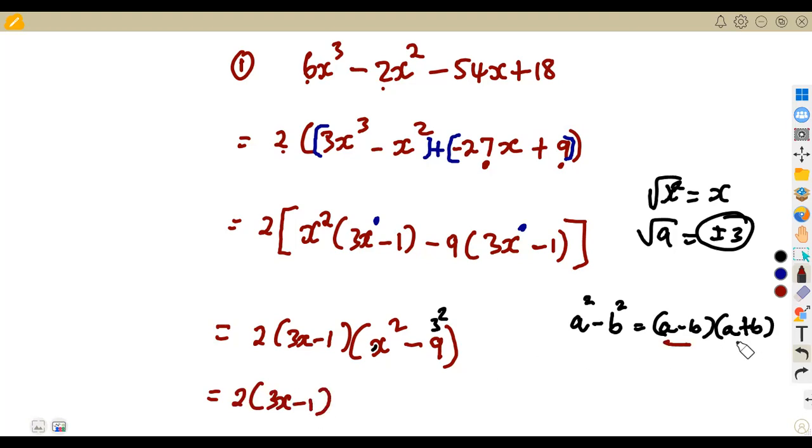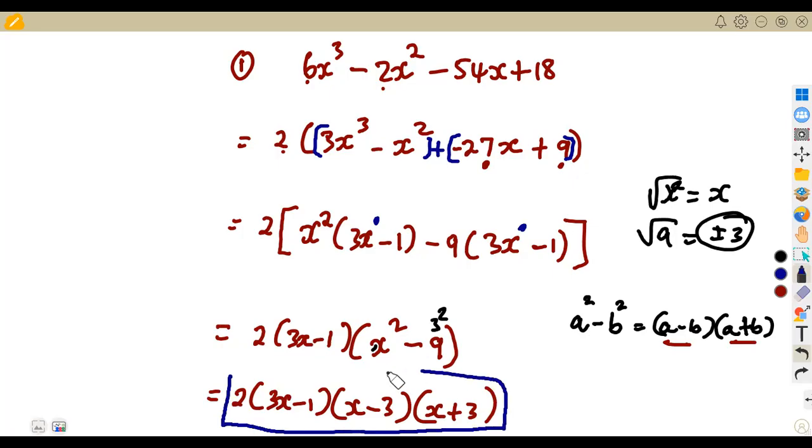So that means at the end, we are going to have two brackets from our difference of two squares. Remember, you're supposed to have a minus b into a plus b. So we're going to have two brackets at the end, which is x minus 3, and another one is going to be x plus 3. The square root of x squared is x, the square root of 9 is 3, but one is going to add and the other subtracts. So that means now we have this fully factorized.